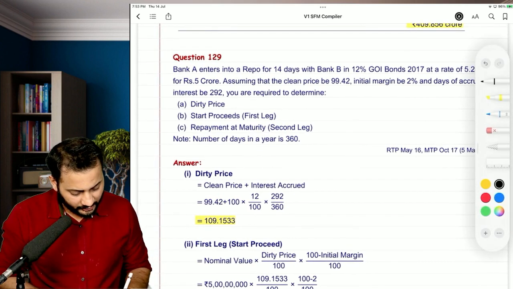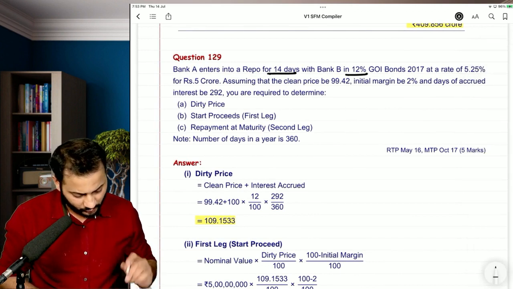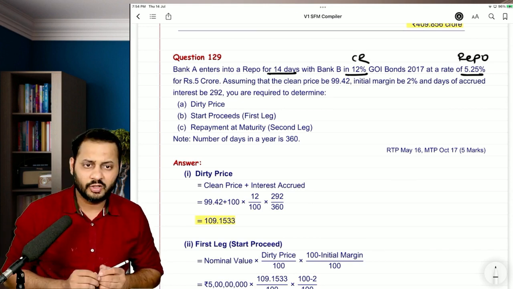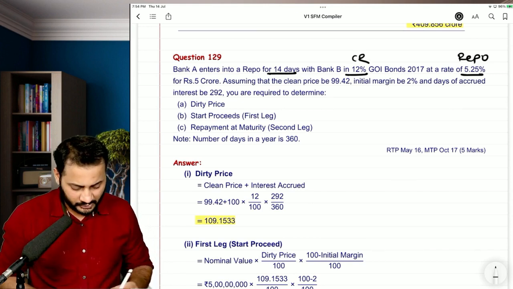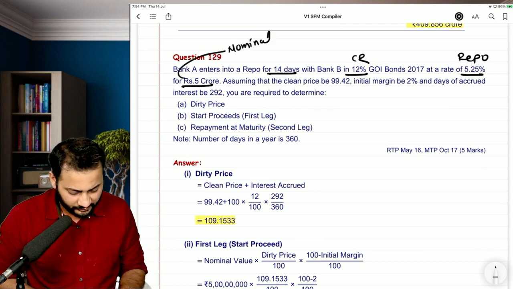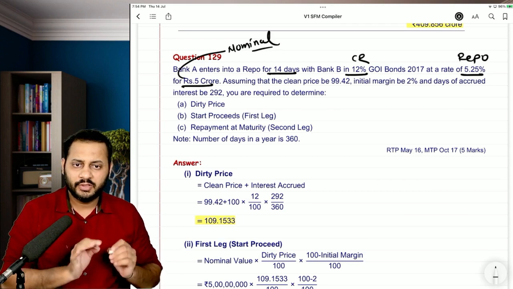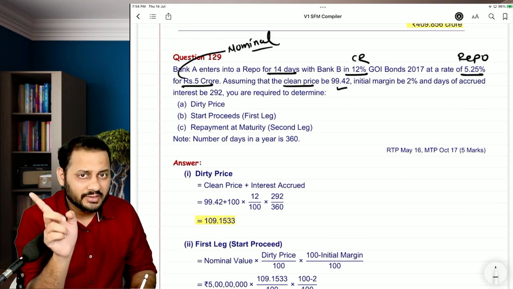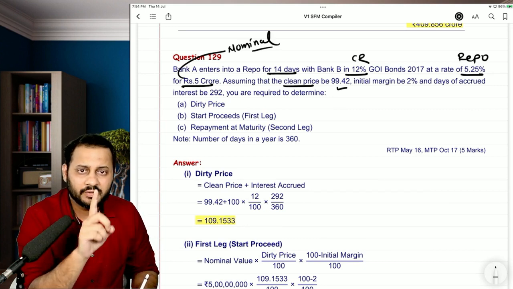The repo period is 14 days. Repo rate is 5.25. This is repo rate, and 12% is the coupon rate on Government of India bonds. The nominal amount is 5 crore. Nominal amount, or you can say face value. Assuming that the clean price is 99.42, this is not a dirty price. The transaction will happen at a dirty price.